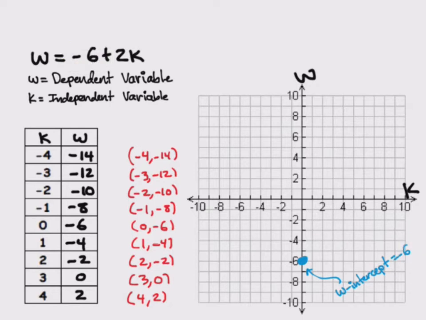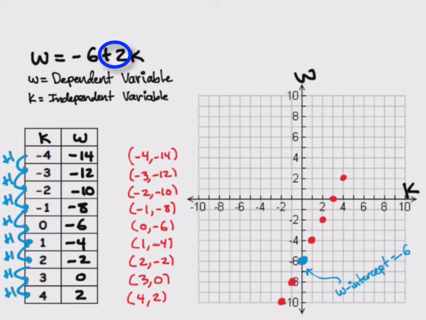Now, let's go ahead and graph the rest of these ordered pairs. Now, as we suspected due to our equation, they are in the shape of a line. But before we connect these points and draw our line, I want to draw our attention back to the table of values. Remember from before that because of this 2 in the equation, every time our k value went up by 1, our w value went up by 2.